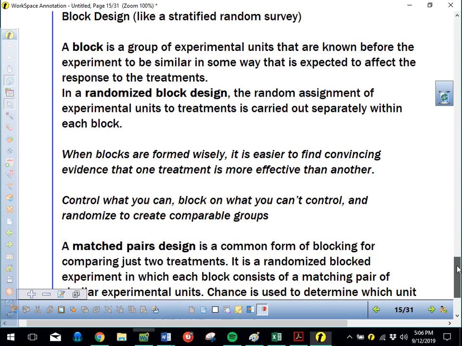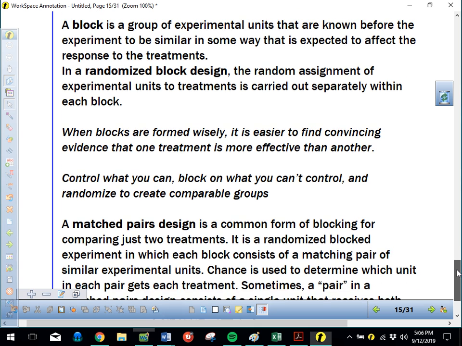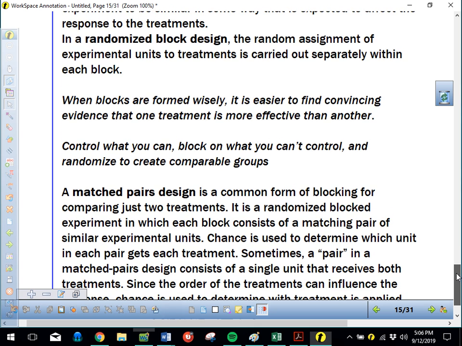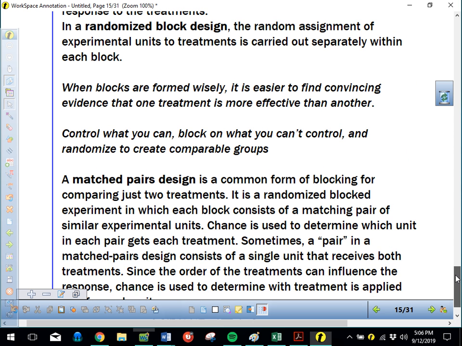When blocks are formed wisely, it's easier to find convincing evidence that one treatment is more effective than the other. We control what we can, block what we can't control, and randomize to create comparable groups. So try to do what you can, because if you were to just throw a random man into each of your different treatments, then we wouldn't be able to measure the effects well. You can't control the fact that only 1% of the population of breast cancer patients are men, so that's why you might block it, because you can't control that.